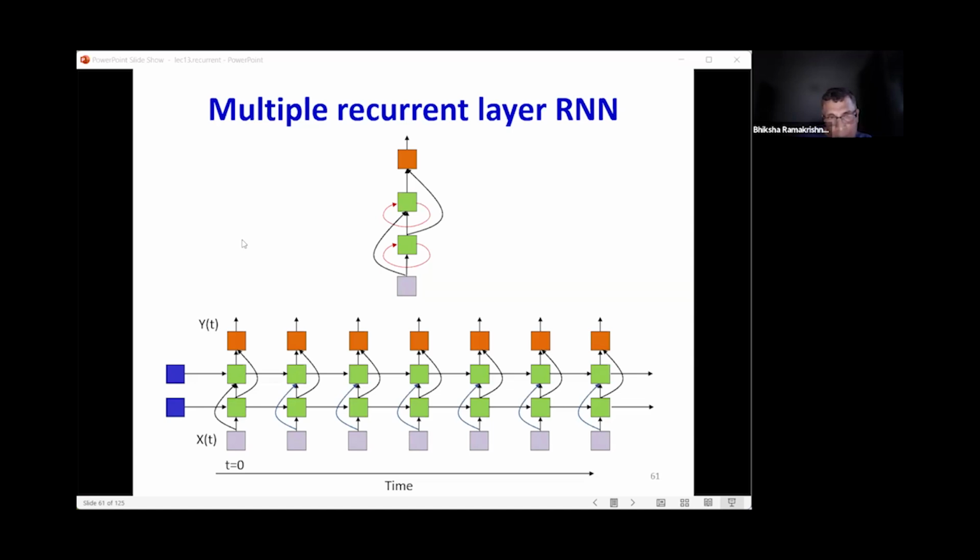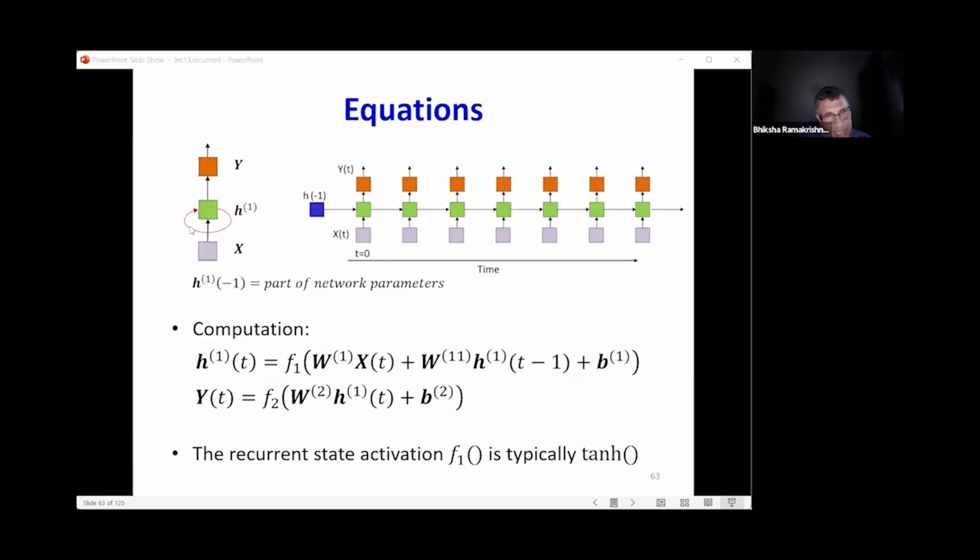Now, what is the actual computation performed? Here's what it looks like. Let's consider this simple network with a single hidden layer. At each time, you have an input, and the hidden state is computed by applying an activation to an affine function of the current input and the hidden state at the previous time. The output is computed by applying another activation to an affine function of the hidden state at that time. By an affine function, we really mean a weighted sum of all of the components plus a bias.